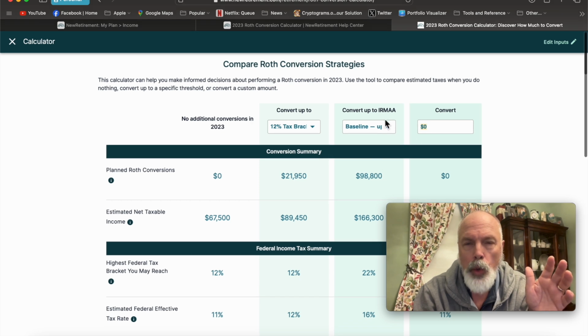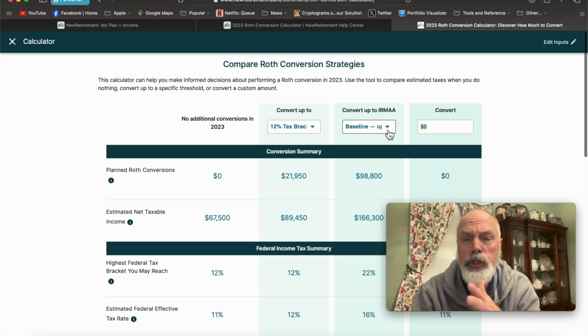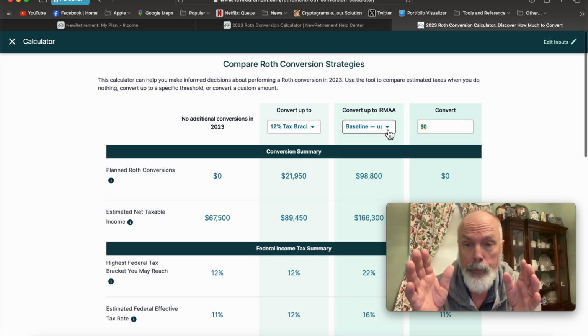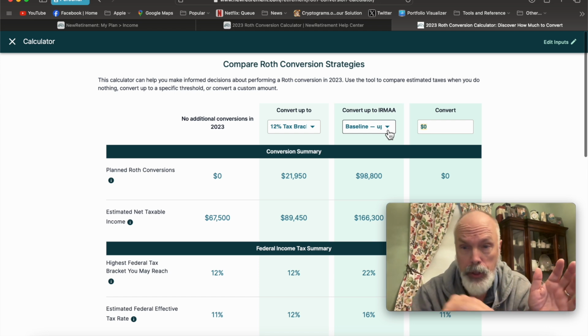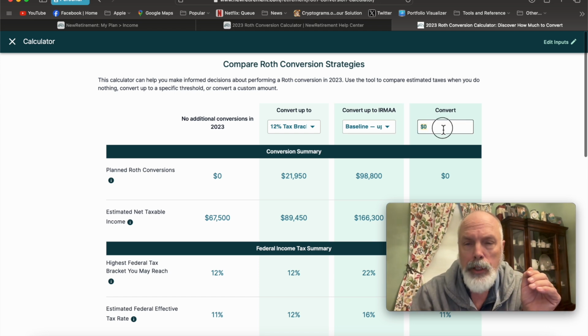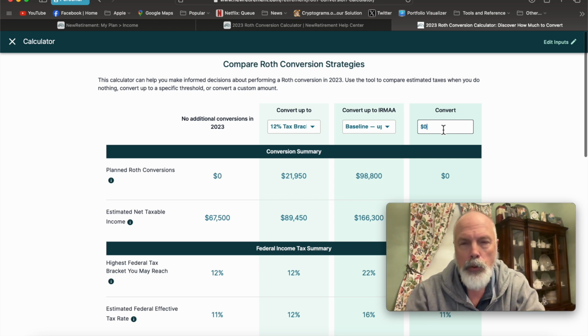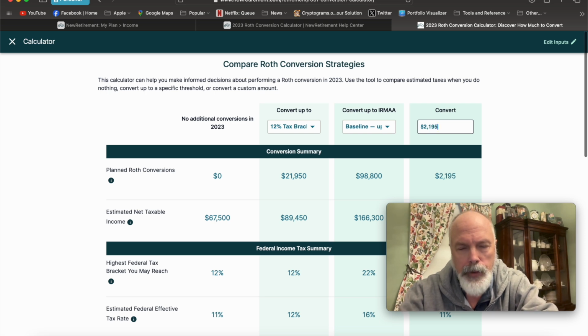So you can also convert up to the IRMAA level, the income-related monthly adjustment amounts, that if you did this or more, you'd start to be subject to IRMAA 2 years from now for your Part B and Part D premiums. And that's per person based on that income 2 years ago. That's how that works. So let's go ahead and convert. And let's say we're going to convert to that 21,950.